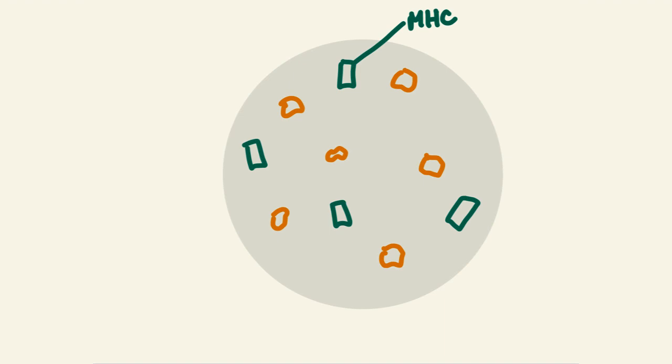called antigens. These antigens bind with major histocompatibility complex molecules, or MHC molecules, which then transfer the antigens to the surface of the cell. Normal body cells have MHC class 1, while APCs, or antigen presenting cells, have MHC classes 1 and 2. Now back to T cells.